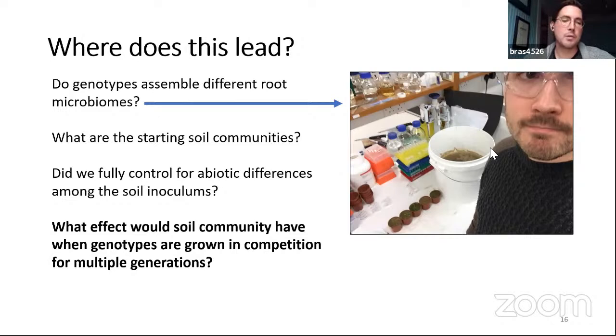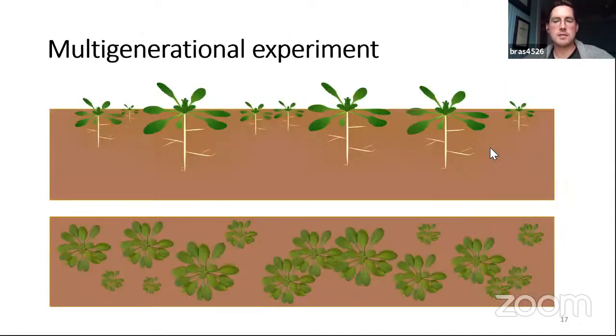Which is that fourth point: what effect would soil community have when genotypes are grown in competition for multiple generations? And this is really where we start getting back to the ecology level. Now that we know that these genotypes seem to have, I say preferences, I don't mean to anthropomorphize these plants, but they have preferences for what soil they show better fitness on. And these preferences aren't the same across the genotypes. Some genotypes do better on certain soils. And knowing that, if we grew these plants in competition, would we see that certain genotypes performed better on certain soil inoculums reliably?